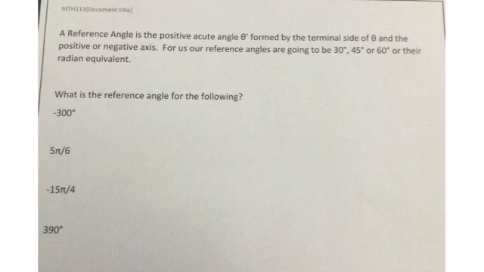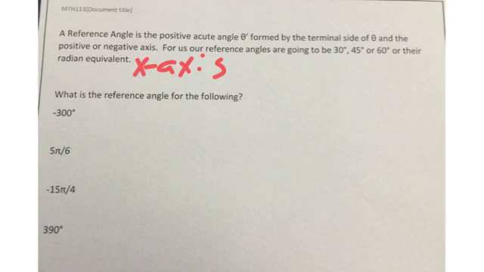Okay, so the next thing we're going to talk about are reference angles. Reference angles are always positive and acute. So acute means they are between 0 and 90 degrees. They're formed by the terminal side and the x-axis, positive or negative. So what we're going to be doing is finding these angles, which is the way I've been teaching it already. So this should not be that new to you.